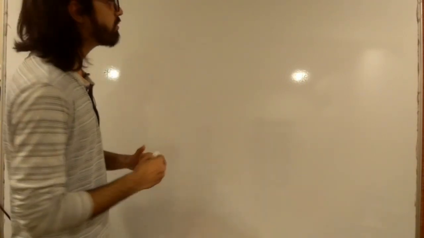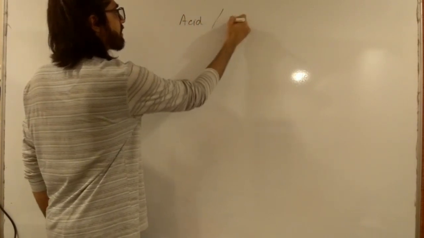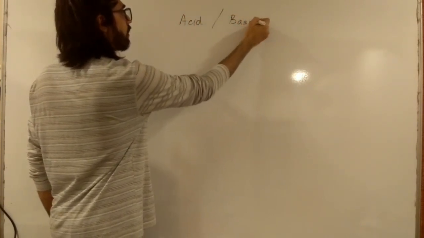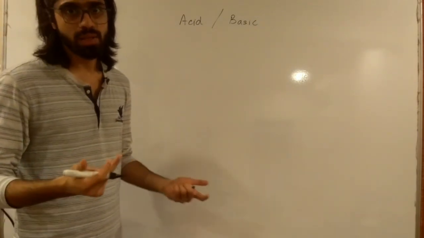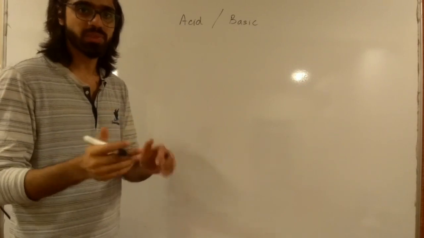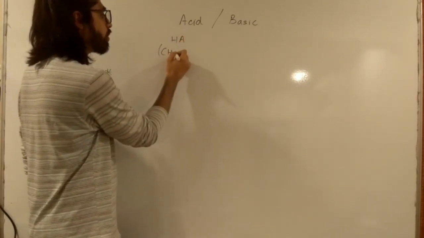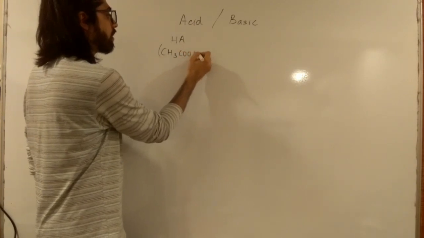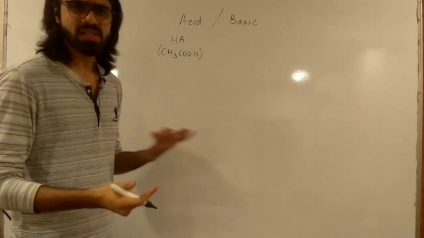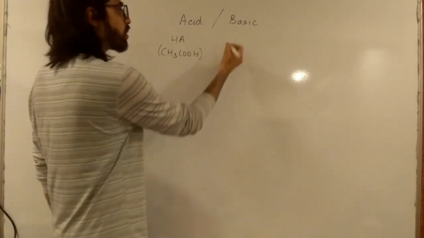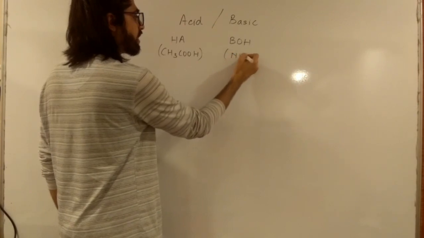Now buffer can be of two types. One is an acidic buffer and the other one is a basic buffer. If you want to make an acidic buffer, you need to take a weak acid. Let's say that I have a weak acid, something like HA. As an example, you can have CH3COOH. In a similar way, if you want to make a basic buffer, you should have a weak base, and let's call a weak base in general BOH. An example of it is NH4OH.